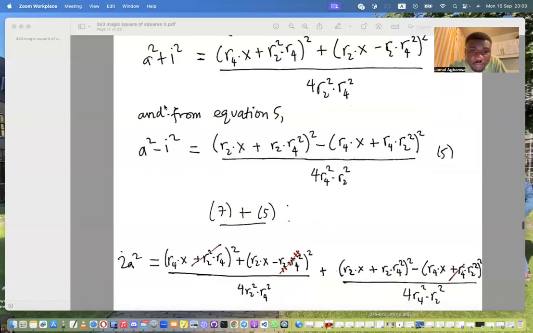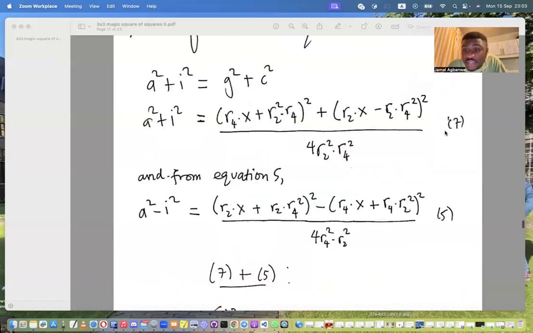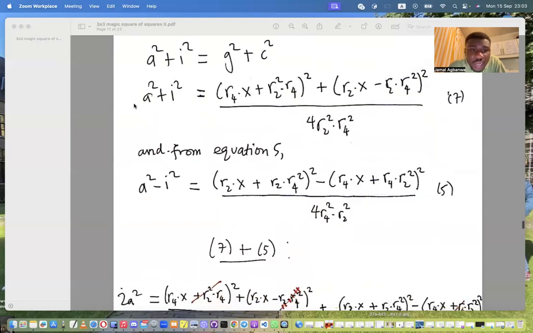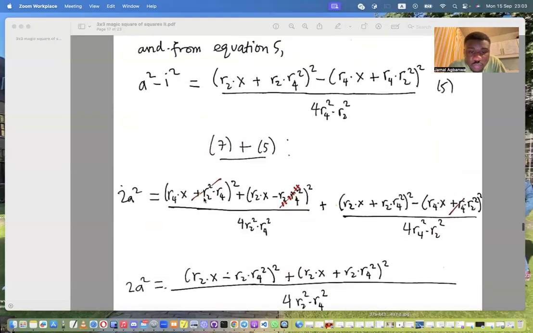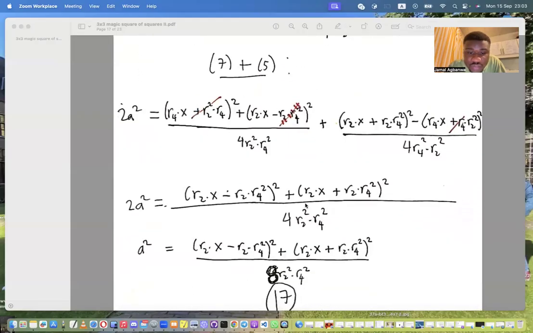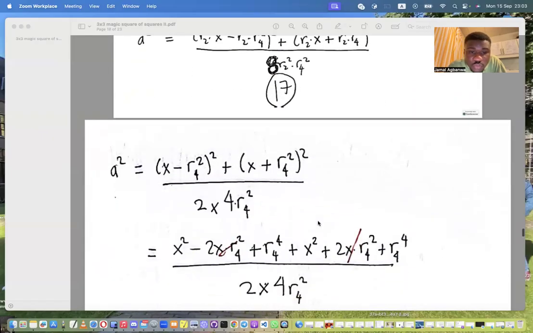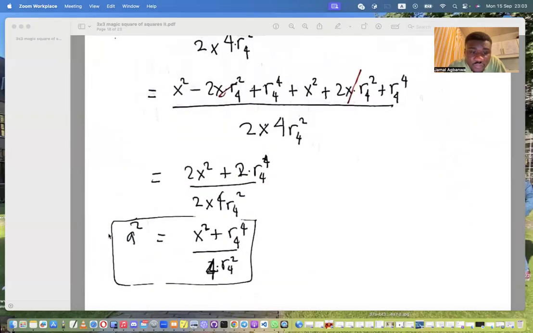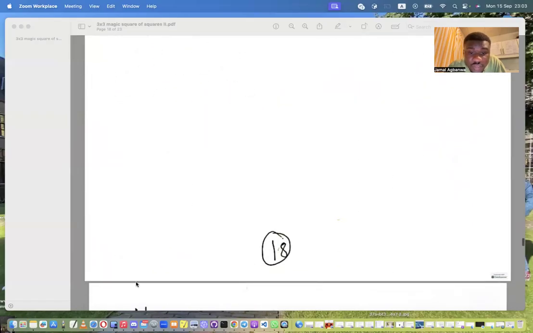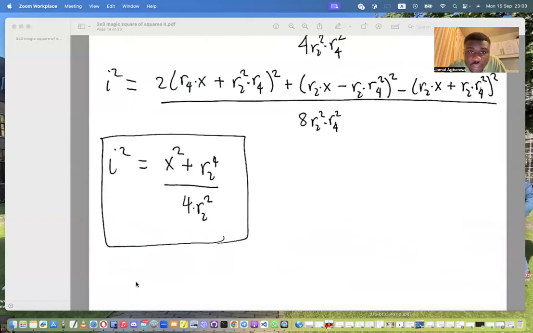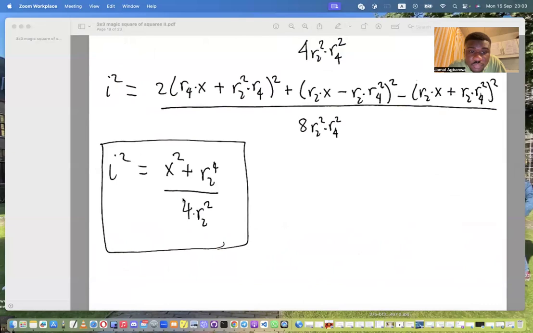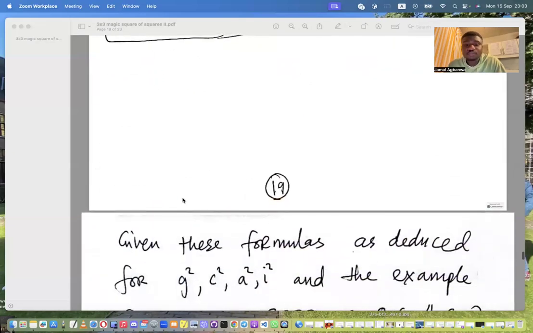Then, because this came from equation 7, which is also equation 5, when you add these two equations, we get this formula. Some cancellation happens here, and we get this numerator over 8 times r subscript 2 squared and r subscript 4 squared. So this was our final formula for a squared. Then we came down and got this formula for i squared.